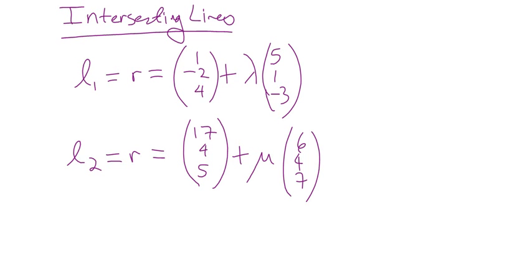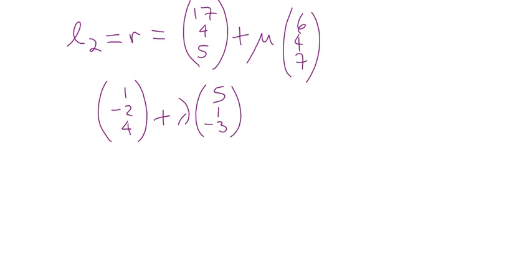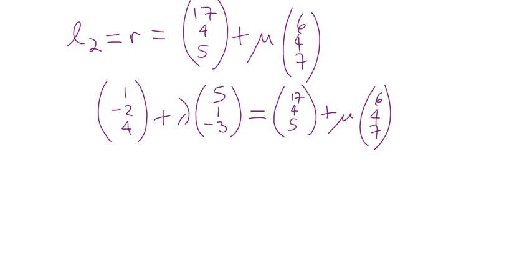Okay? So that's what we're going to do. We're just going to set them equal to each other and see if there is in fact a point of intersection. So is there some value of lambda and mu such that these lines intersect? Can we in fact find that? So we are going to go 1, -2, 4, equals 6, 4, 7. So we want to solve this and see if there's a value of lambda and mu such that we do in fact have a point of intersection.